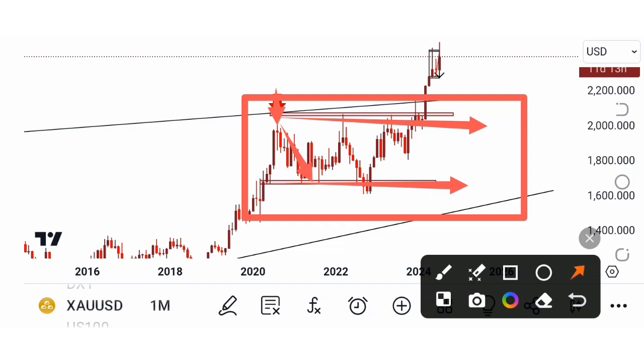Anytime it reached the high of this zone, it sold. It reached the high again, it sold. It reached the high, it sold.